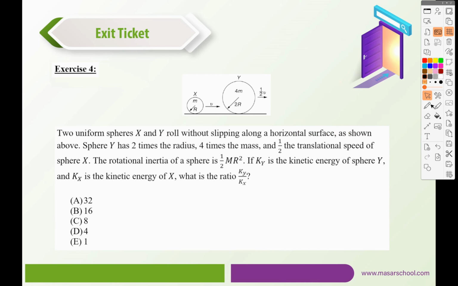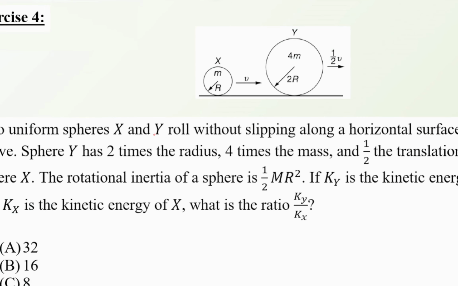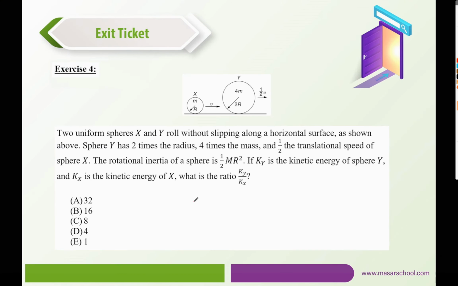And finally, the last exercise for today's video, exercise 4. Two uniform spheres X and Y roll without slipping along the horizontal surface as shown above. So they roll, and we have two types of energy, rotational kinetic and translational kinetic. Without slipping, it means that in either case, v would be equal to r multiplied by omega. Sphere Y has 2 times the radius and 4 times the mass and half the translational speed of sphere X.